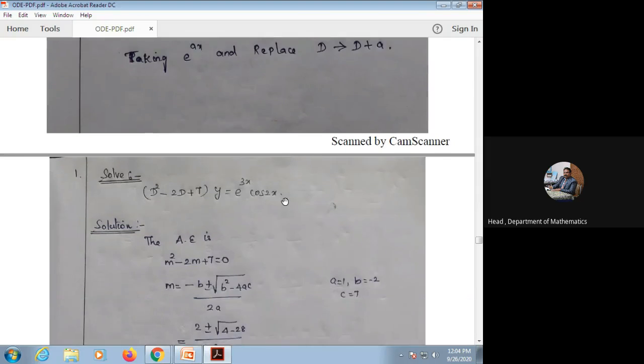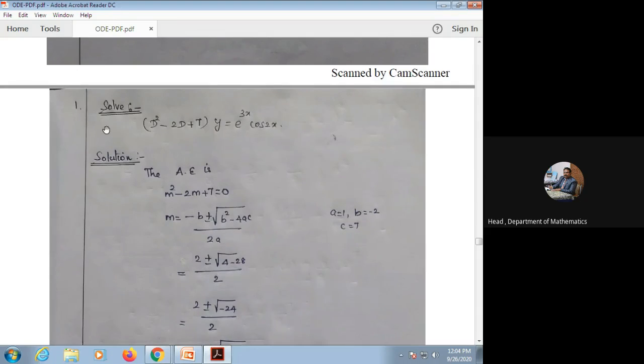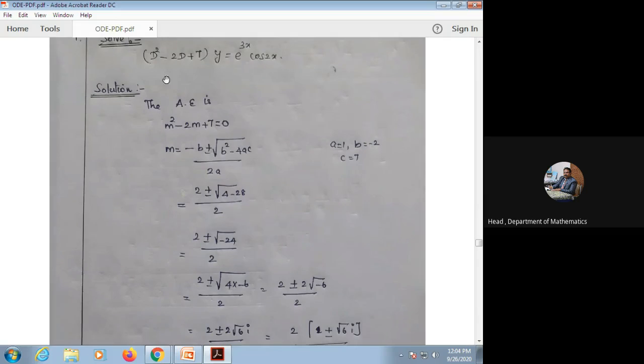How to see the problem? The first problem is d squared minus 2d plus 7 into y equal to e power 3x into cos 2x. Here also you have to find the complementary and particular solutions. Then write the auxiliary form by replacing d by m. So m squared minus 2m plus 7 equal to 0. This is the auxiliary form. Then find the two roots, because it is m squared, so we want two roots of m.